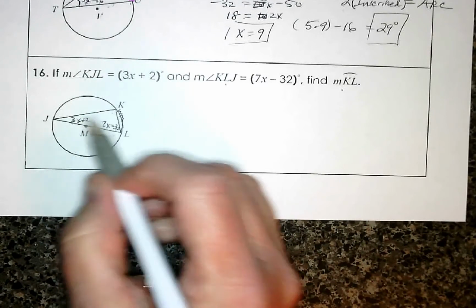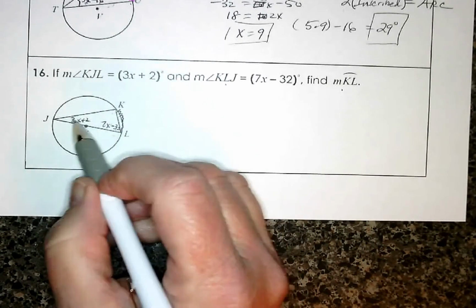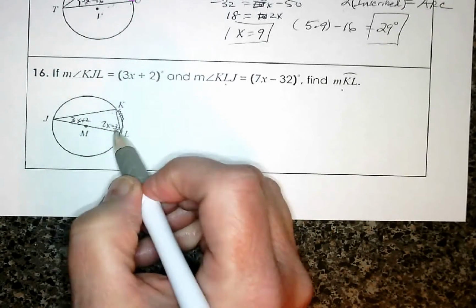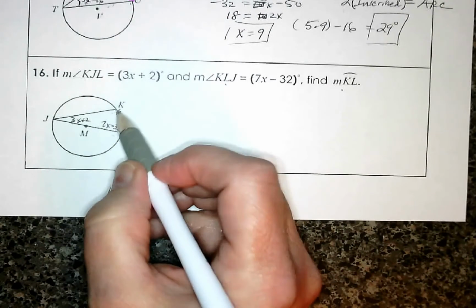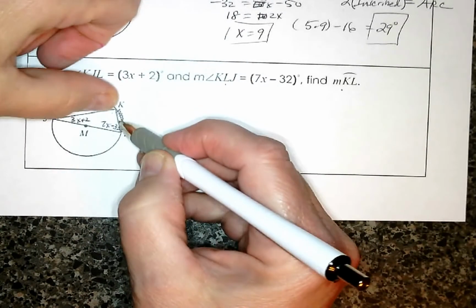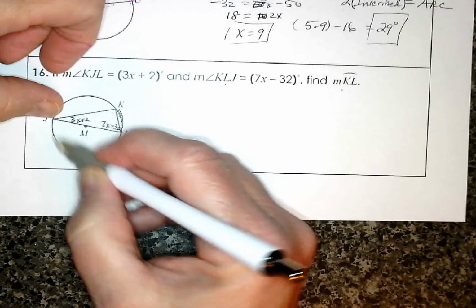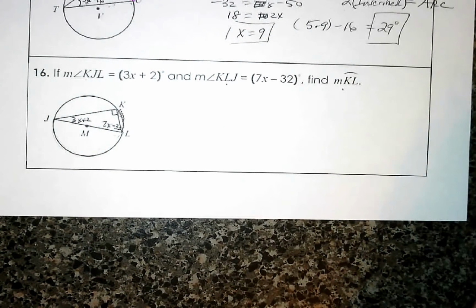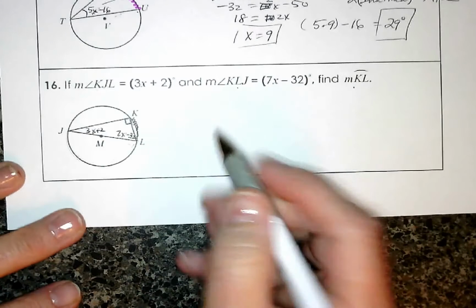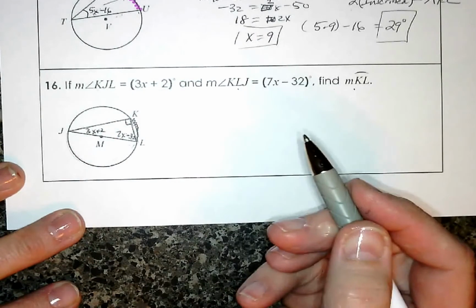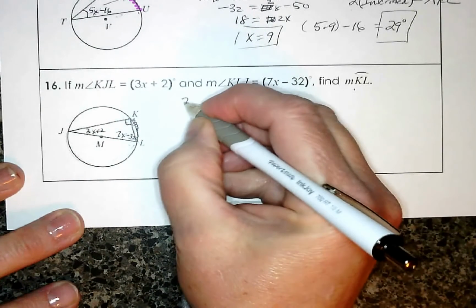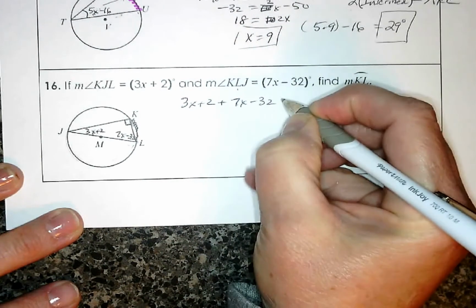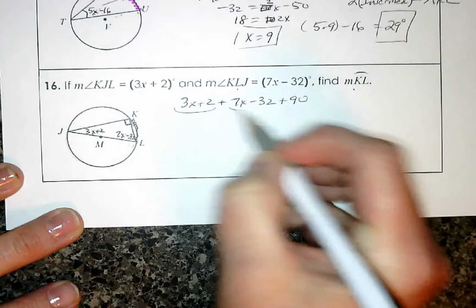They also have the intercepted arcs, and we could do it that way. But I think it's easier to understand if you recognize this triangle. This angle is inscribed through the diameter. So this much is 180, which means this one is 90. Half of 180. Remember that was one of our little hints? So these three together have to total 180. So I can go 3x plus 2 plus 7x minus 32 plus the 90. Don't forget that one. Remember there are three angles in the triangle. It has to total 180.